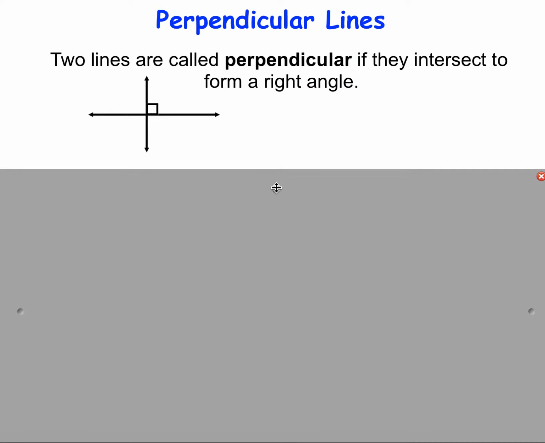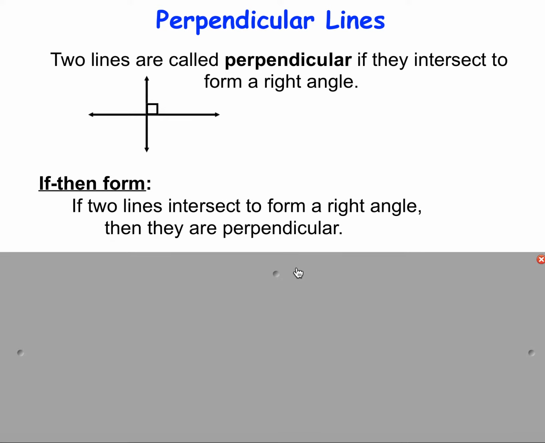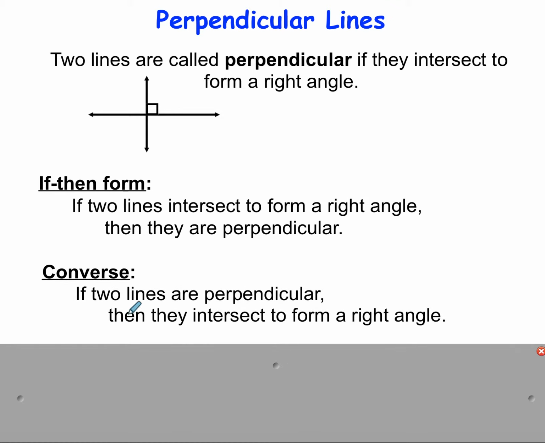If we wrote this definition in if-then form, it would look like this. If two lines intersect to form a right angle, then they are perpendicular. So think for a second, what would the converse be? Remember, the converse is when I switch the hypothesis and the conclusion, so I switch the if and the then. So the converse of this statement would be if two lines are perpendicular, then they intersect to form a right angle. And of course, those things are both true.